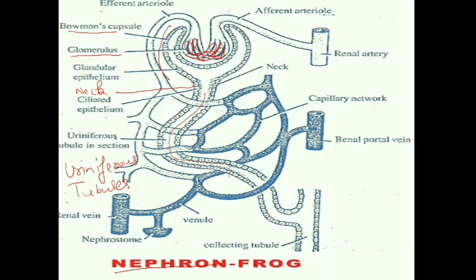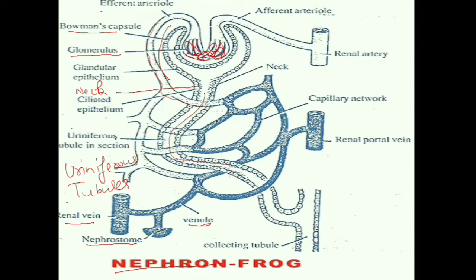Renal artery enters the nephron in the form of afferent arteriole, making up the glomerulus, and comes out in the form of efferent arteriole. The efferent arteriole again comes out and forms a capillary network around the nephron, and this capillary network joins another vein called renal portal vein. Renal portal vein and renal artery capillaries join together and make up renal venule. All renal venules together join to form renal vein. This renal vein then opens outside the coelom through a structure called nephrostome.